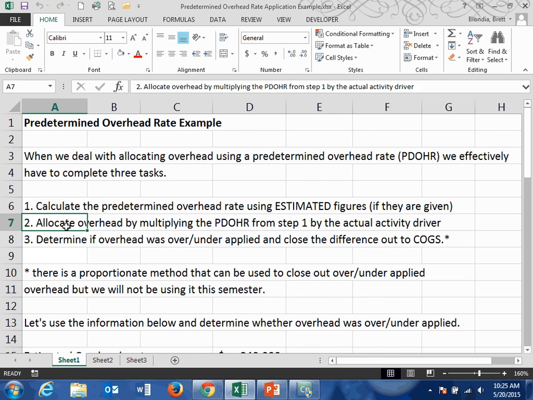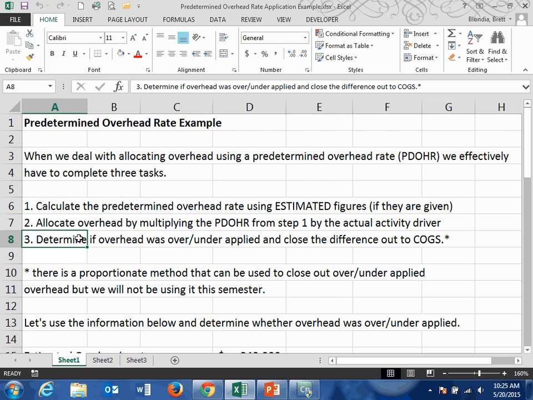Right? That's how it works. And then the third and final step is to step back at the end of the year, take a look at all the real costs that you had incurred and compare it to all the overhead that you allocated using this predetermined overhead rate. And if you allocated more than the real costs you incurred, you're over applied. If you allocated less than the real costs you incurred, you are under applied. And then you just close that difference out to cost of goods sold.